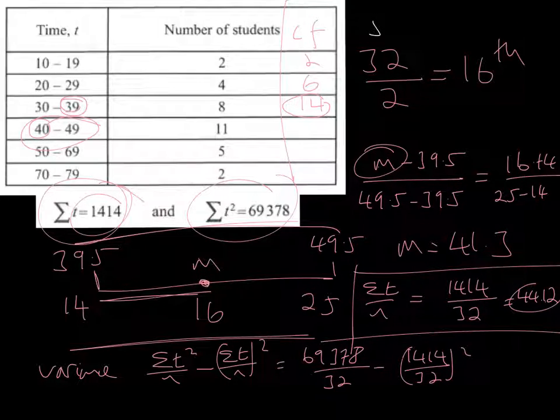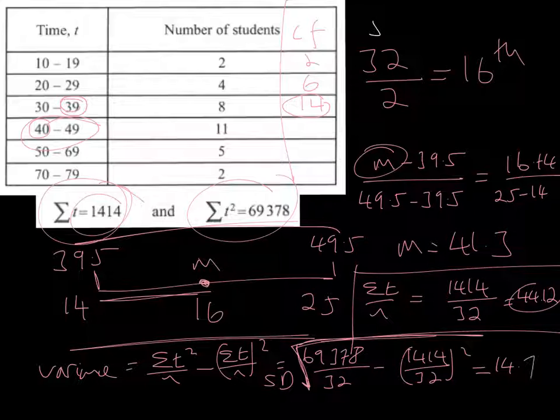Now this is the variance. If we want the standard deviation, we need to take the square root of this, because the standard deviation is the square root of the variance. And if we do that, we end up with an answer of 14.7.